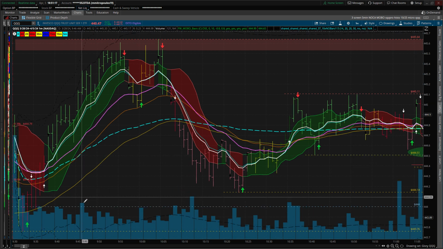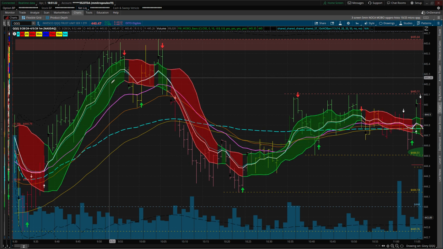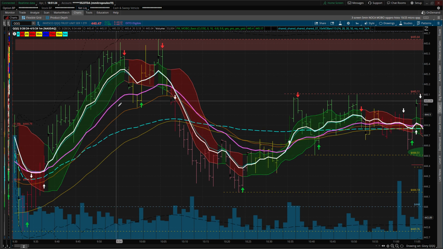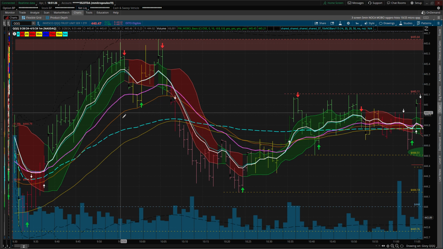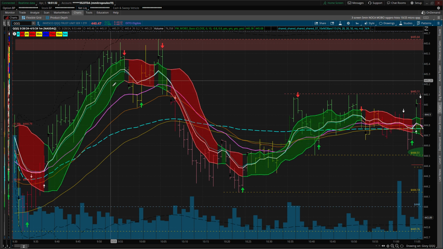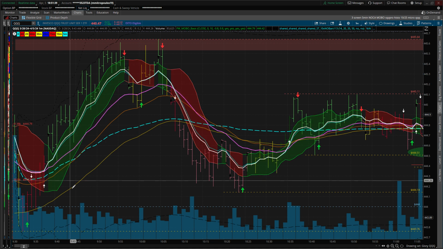First off, just for anyone who doesn't know, this white line is the 8 EMA, the pink line is the 21 EMA, the orange line is the 30 EMA, and this gold line is the 50 EMA. This light blue is also the 9. I can honestly take that off. I wanted to test something a while back and I just never took it off, so don't worry about that.